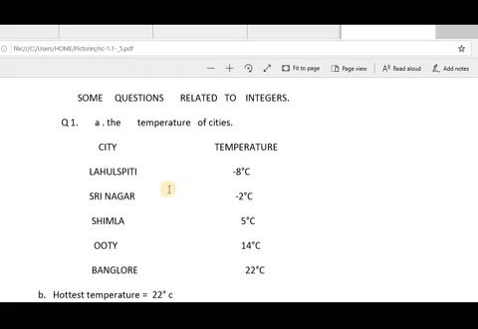Here you will see that the temperature of Lahaul Spiti is minus 8 degrees C, Srinagar minus 2 degrees C, Shimla is 5 degrees C, Ooty is 14 degrees C, Bangalore 22 degrees C. We already know that when the temperature is more than 0 degrees it is hotter, and the temperature which is less than 0 degrees is colder. So we go to question number B.